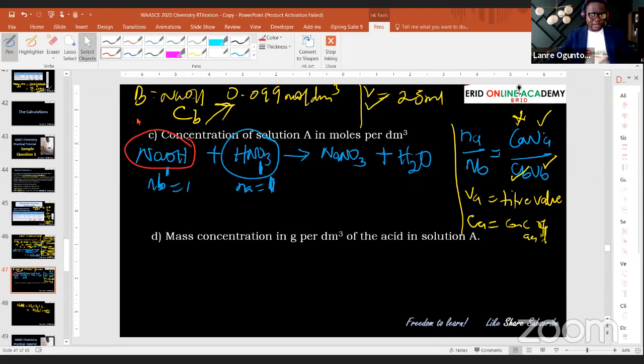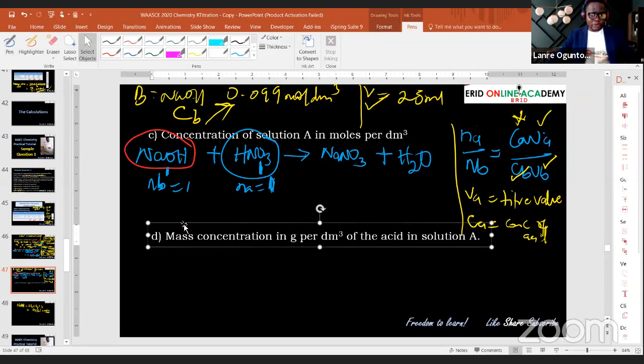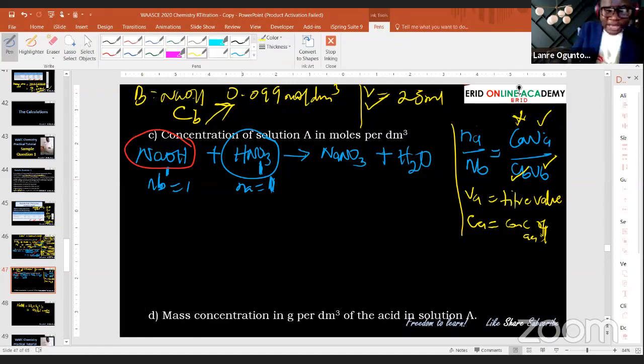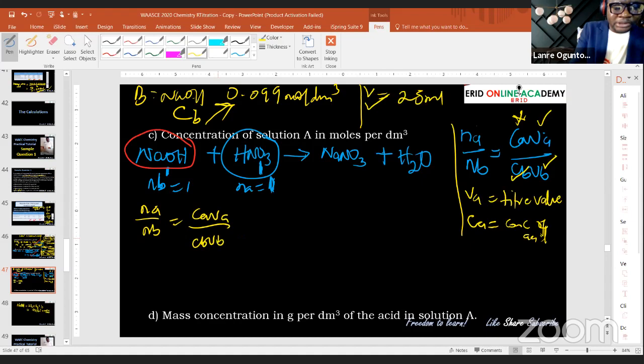Let's look at the formula. Let's use that formula now to do our calculation. The formula says Na over Nb is equal to CaVa over CbVb. So now it is 1 over 1, because Na is 1, Nb is 1, equals to the concentration of the acid, Ca. That's what we are looking for now: the concentration of solution A in moles per dm cube.